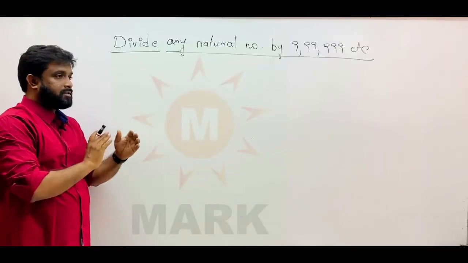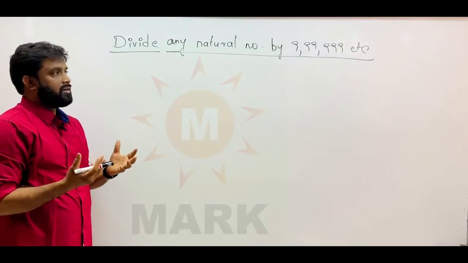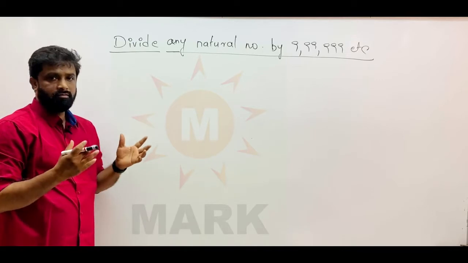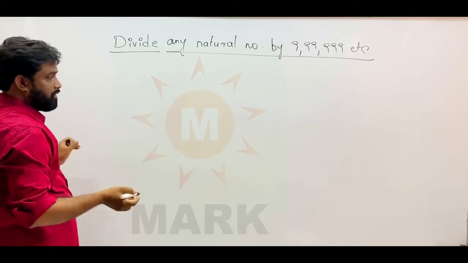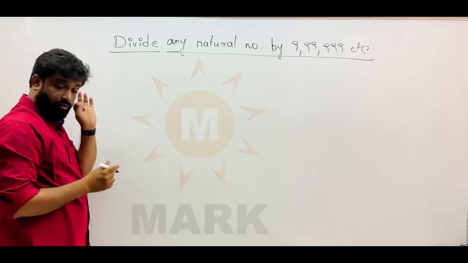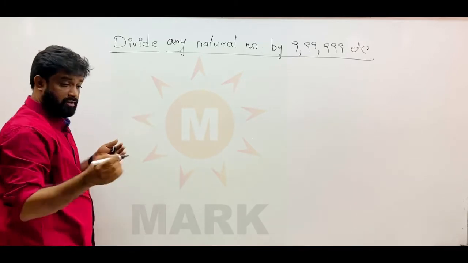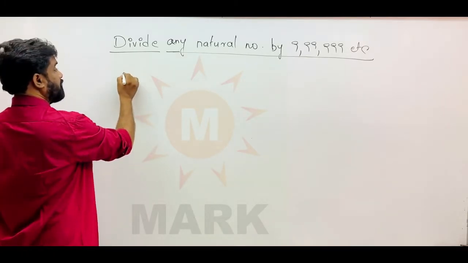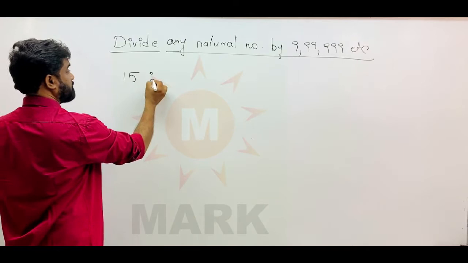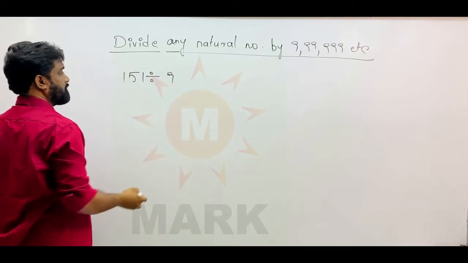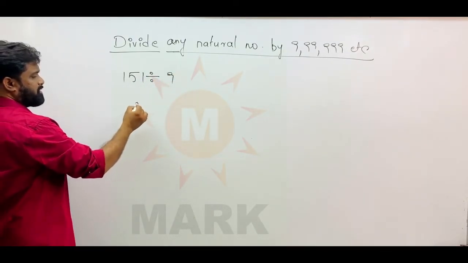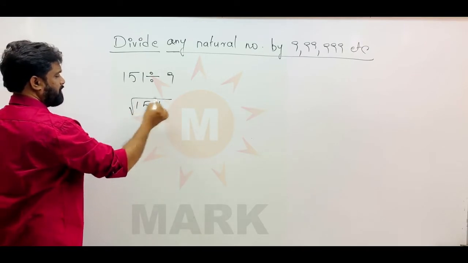Now we are going to discuss how to divide any natural number by 9, or 99, or 999, etc. Suppose I am taking an example, 151. Our friends have given some numbers: 151 divided by 9. First I am doing it in the conventional method.